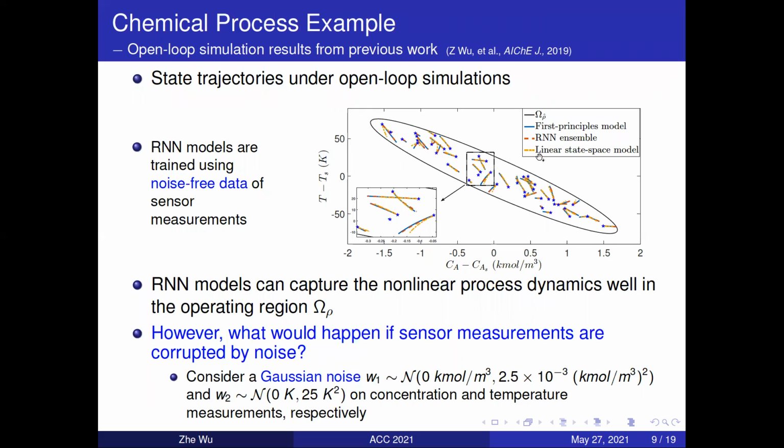In our previous work, we developed recurrent neural net models to capture the nonlinear dynamics for all the states within this operating region, omega rho, using noise-free data. It shows that the RNN model can capture the process dynamics very well. So the question is, what will happen if sensor measurements are corrupted by noise? We first consider Gaussian noise on both concentration and temperature measurements.